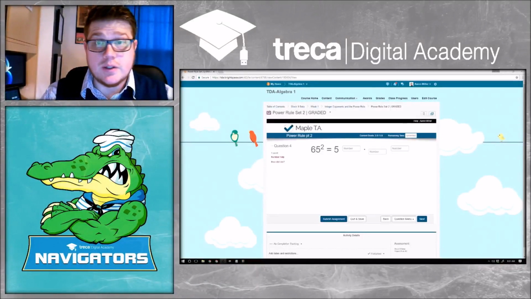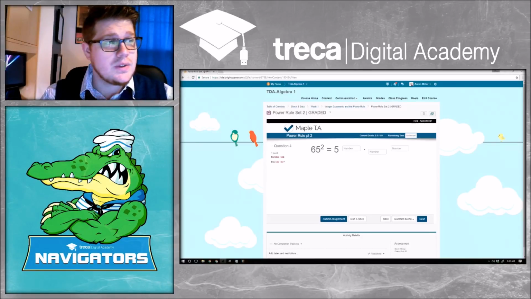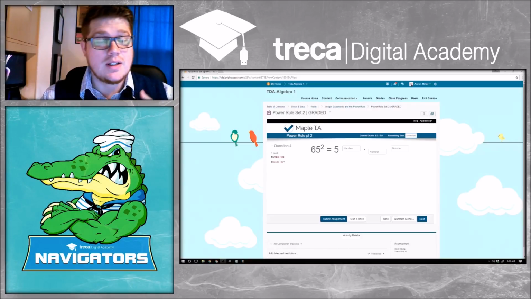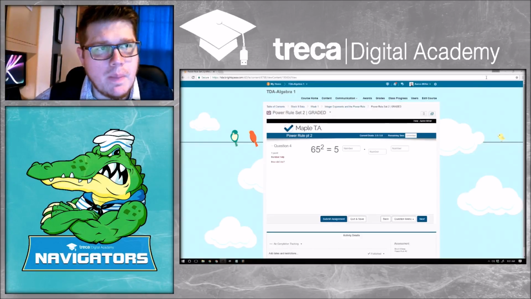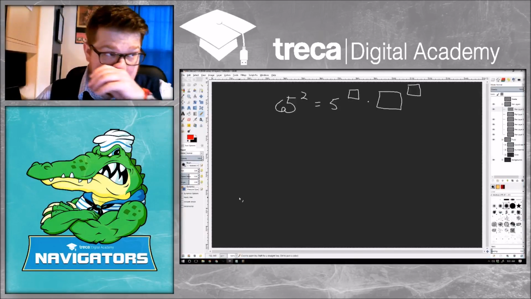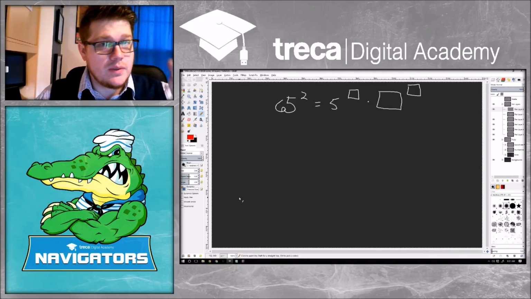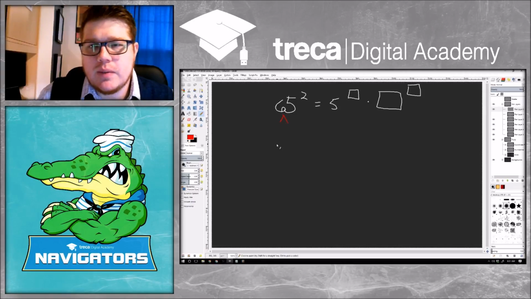Hi everybody, this is problem set 2 for the power rule. And you'll see we have the problem 65 squared equals 5 to an exponent times another number to a second exponent right here, right? Which looks very different than our first problem set. So I'm going to bring that up on the board. 65 equals 5 to some exponent times another number to an exponent. And what I want to do is think about 65 and the way it breaks down, okay?